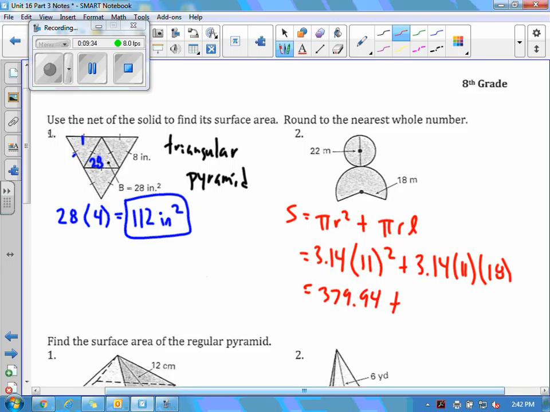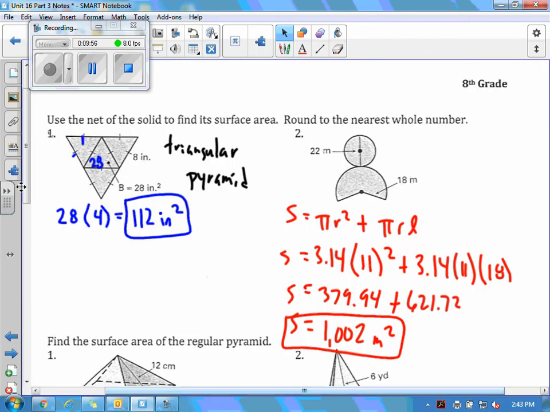And then for the lateral face part, 3.14 times 11 times 18 is going to give us 621.72. When I add those together and round to the nearest whole number, I get 1,002, and then it's going to be meters squared because we're talking about area.